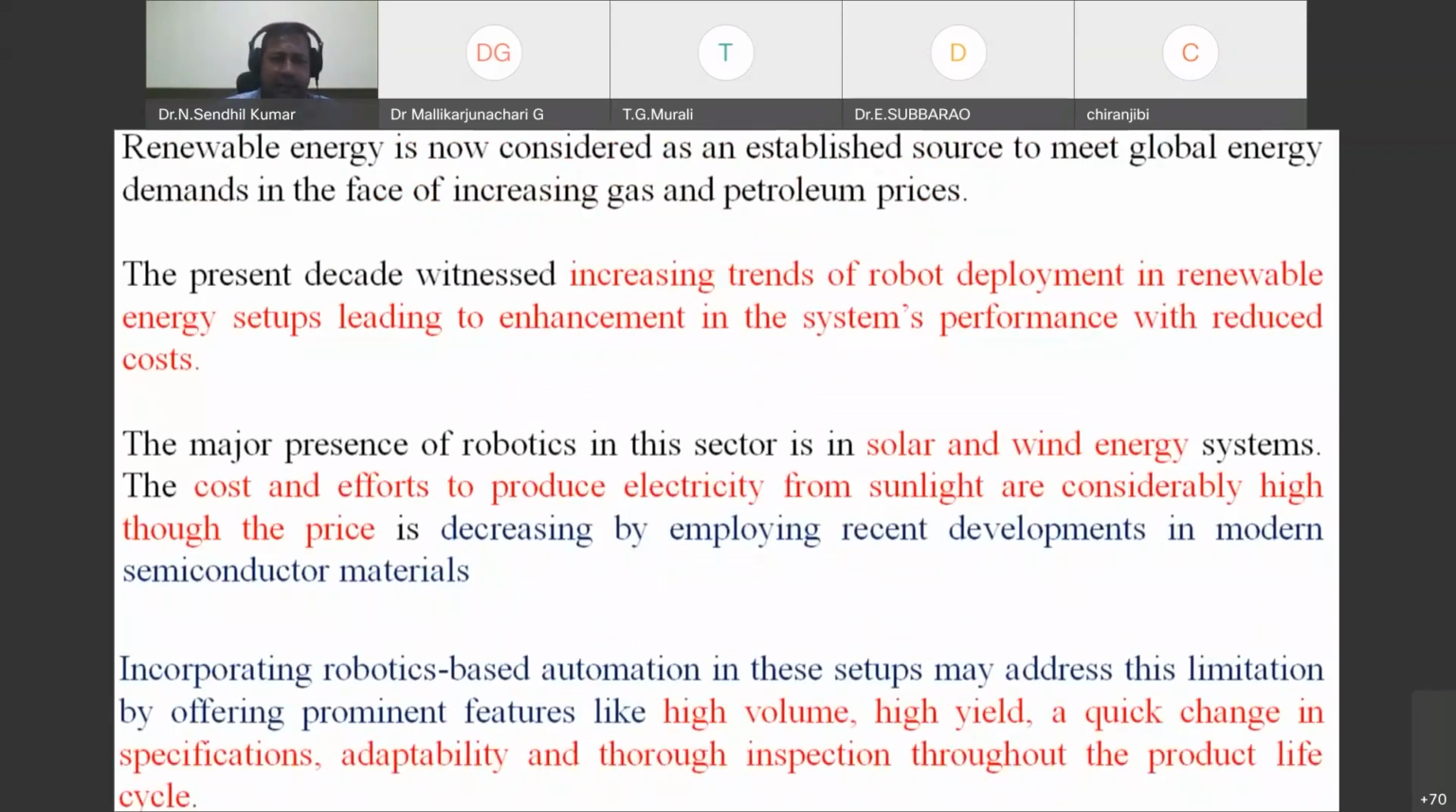So now in general, this is the renewable energy sector, where we have taken the solar energy sector and the wind energy sector, where we can concentrate more on the performance enhancement process. Robotics is now majorly used in solar and wind. If you concentrate on minimizing the operation cost, automatically your production cost will also be minimized. By incorporating robotics and automation, these things can be addressed properly, so that we can generate high volume, high yield, and quick specification adaptability through inspections. All those things can be improved.